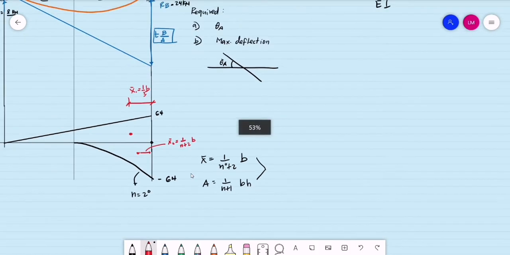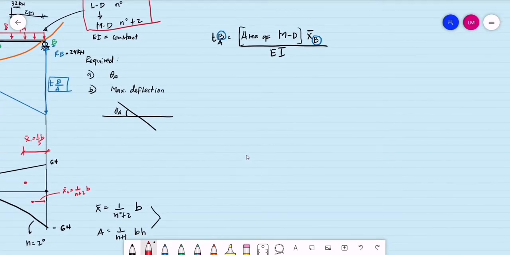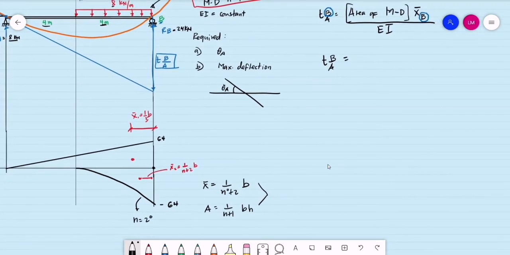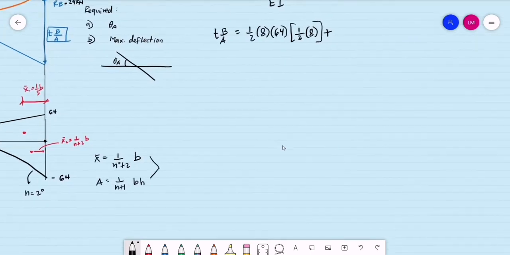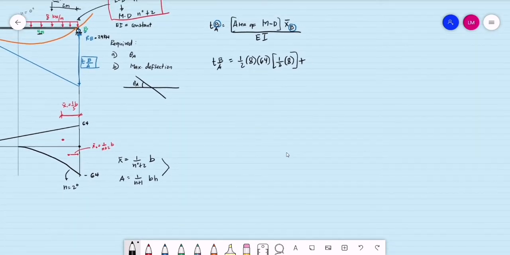Computing for the deviation from A to B, it is now equal to, what is our first area? That is the positive area, 1/2. The base is 8 meters, so this is for the triangle. The height is 64. The distance of its centroid towards point B is 1/3. What is the base of the triangle? That is the same as the length of the beam, 8 meters. Then plus, for the spandrel, we have 1.